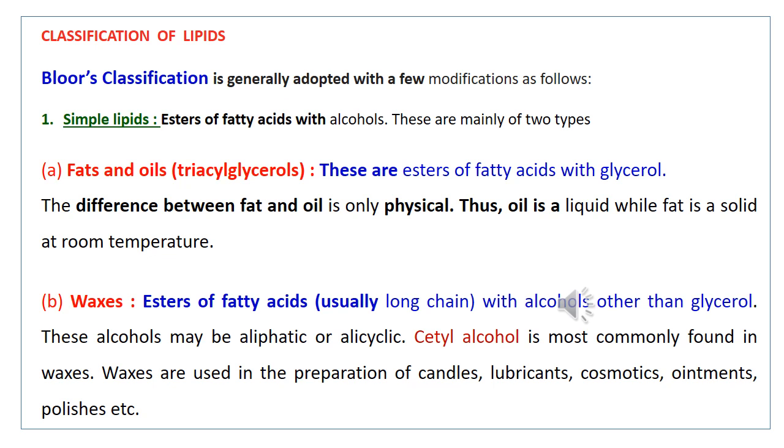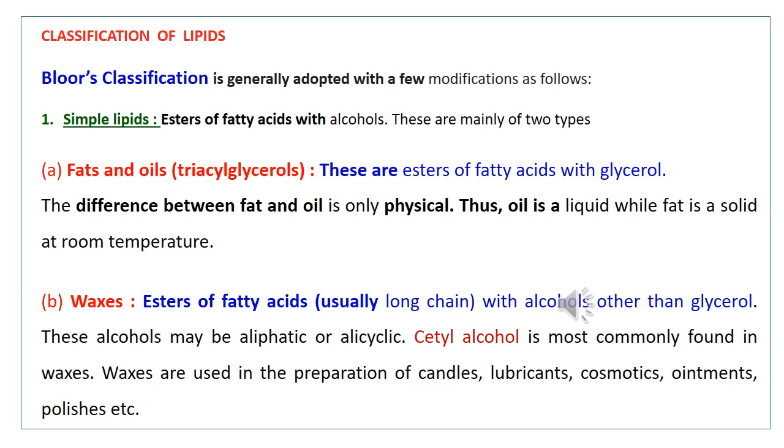The first one, the simple lipids. The simple lipids are esters of fatty acids with alcohols. They are mainly two types. The one, fats and oils, and the other, waxes. Fats and oils are called triglycerols. These are esters of fatty acids with glycerol. The difference between fat and oil is only physical. Thus, oil is a liquid while fat is a solid at room temperature.